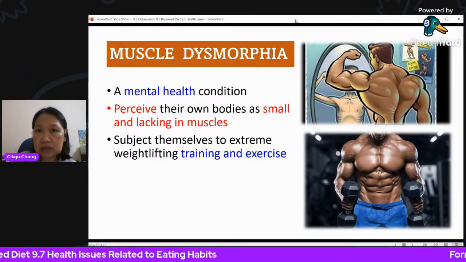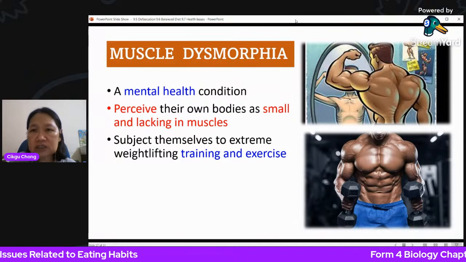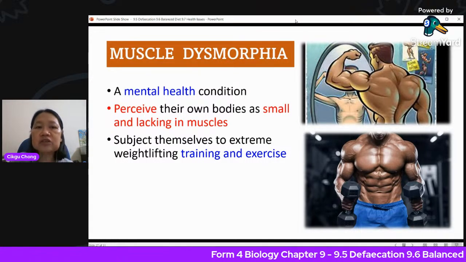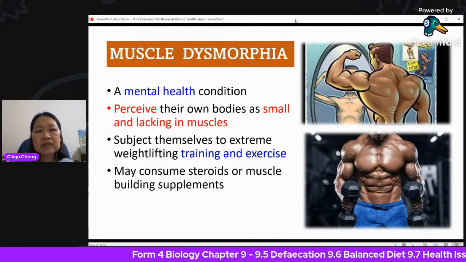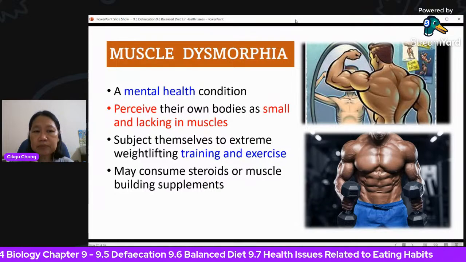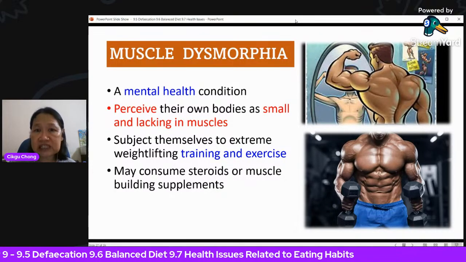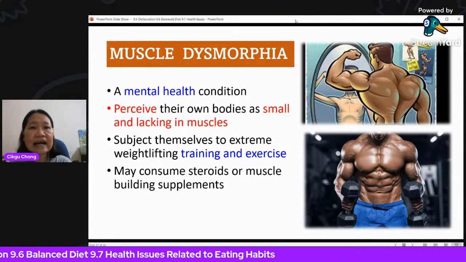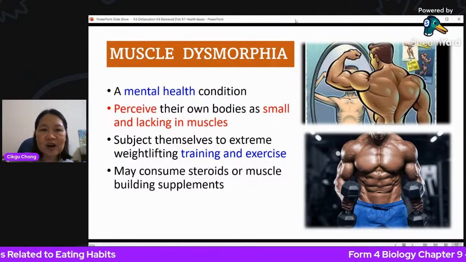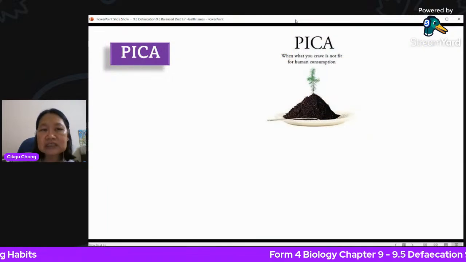That is a mental issue that has to be treated properly, maybe a psychiatrist or psychologist will have to counsel them. They may even consume steroids to build their muscle, or muscle building supplements to make the muscles grow faster and bigger. So usually these are guys, because guys want to look macho, they want to look big and all that.